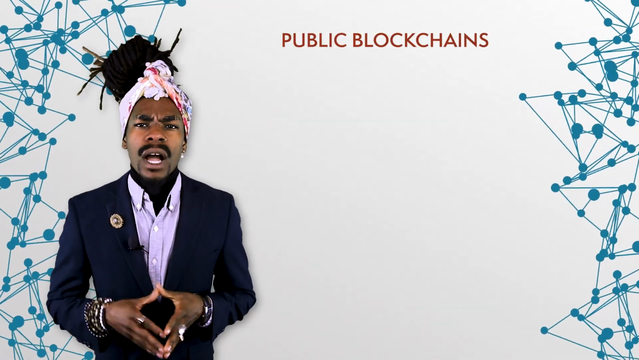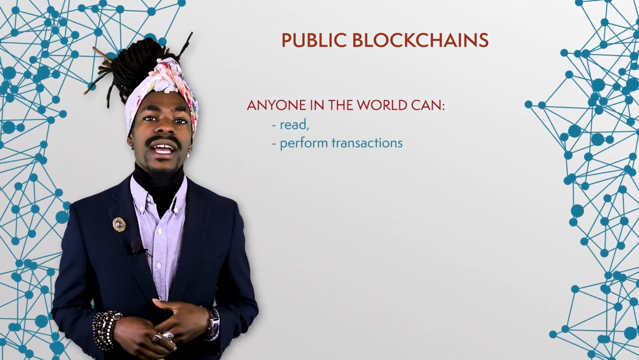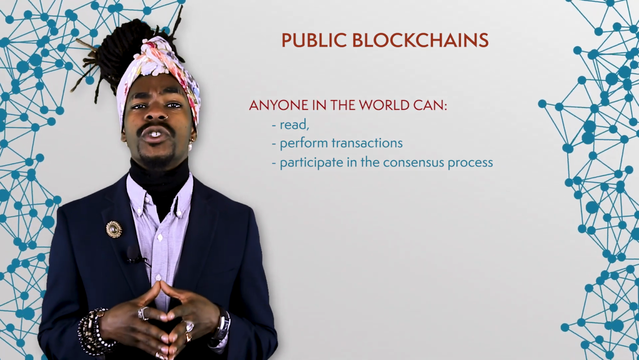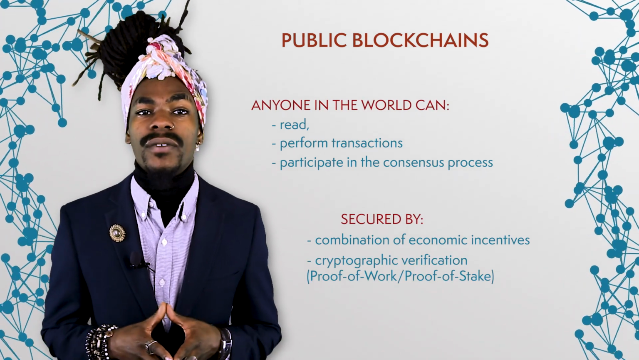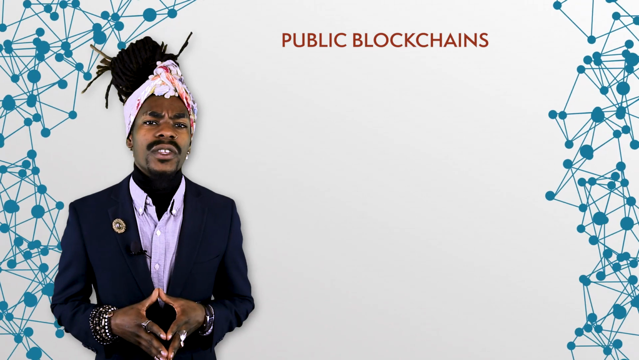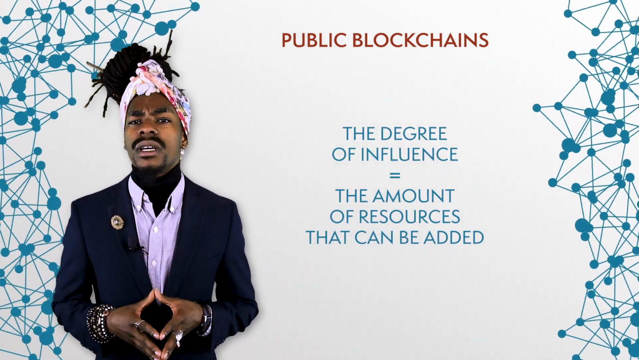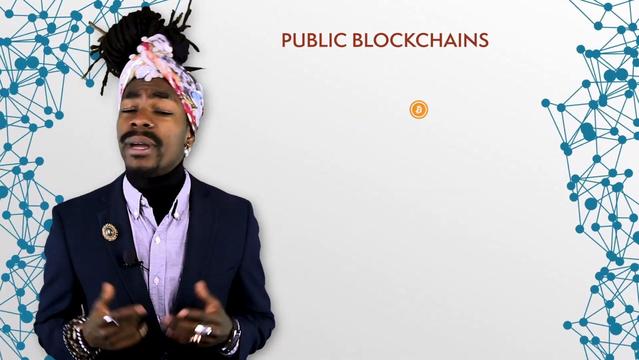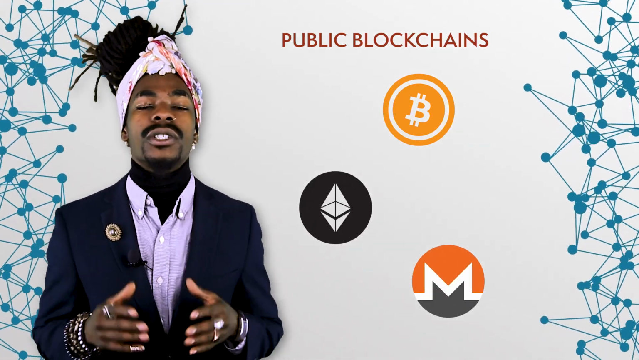Public blockchains. A public blockchain is a blockchain that anyone in the world can read, perform transactions, and participate in the consensus process. Public blockchains, as a substitute for centralized trust, are secured by a combination of economic incentives and cryptographic verifications such as proof of work or proof of stake. These mechanisms follow the general principle that the degree to which someone can influence the consensus process is proportional to the amount of resources that they can add. Examples include Bitcoin, Ethereum, and Monero, and these blockchains are usually completely decentralized.